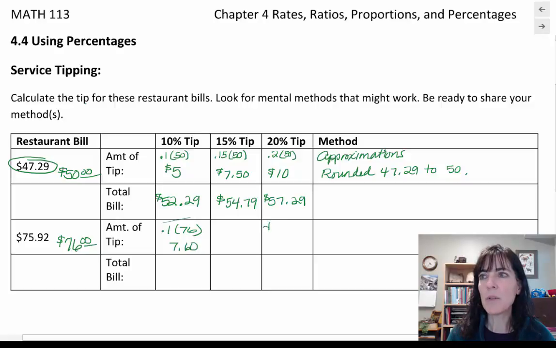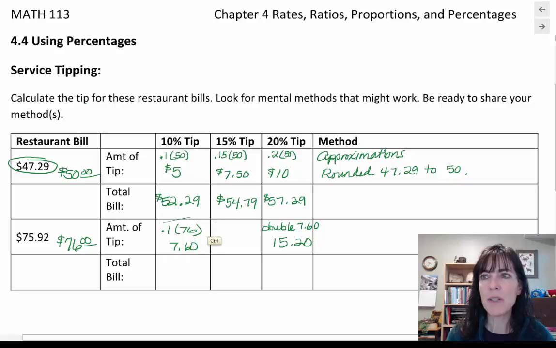I can double $7.60 and that's going to be 14 for the 7, and then the 60 is going to give me an extra, so $15.20.